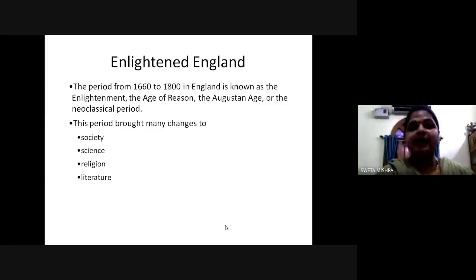So we have to understand that the period from 1660 to 1800 in England is known as the age of enlightenment, the age of reason, the Augustan age, or the neoclassical period. It's the same thing, whatever you call this age. We call it an age of enlightenment basically because people used reason and not faith. Please keep that in mind. The people used reason, not faith, to make sense of the world.